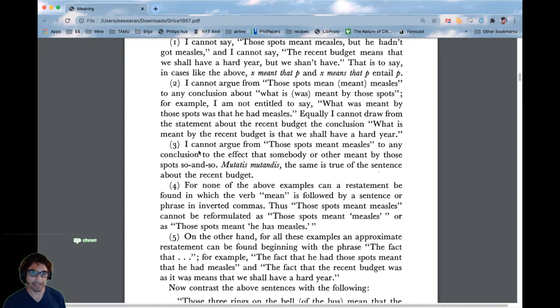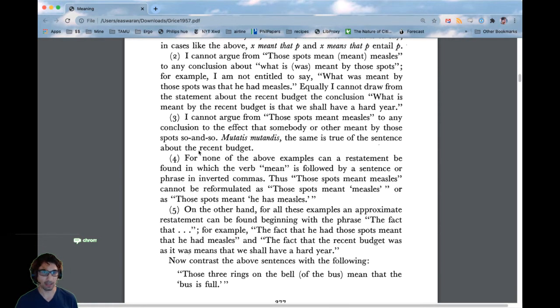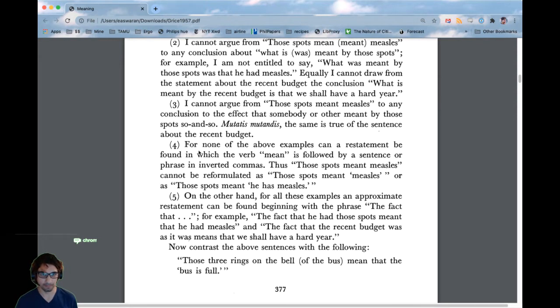Second, I cannot argue from those spots mean measles to any conclusion about what is meant by those spots. Here he's using the passive voice, what is meant. For example, I'm not entitled to say, what was meant by these spots was that he had measles. Equally, I cannot draw from the statement about the recent budget the conclusion, what is meant by the recent budget is that we shall have a hard year.